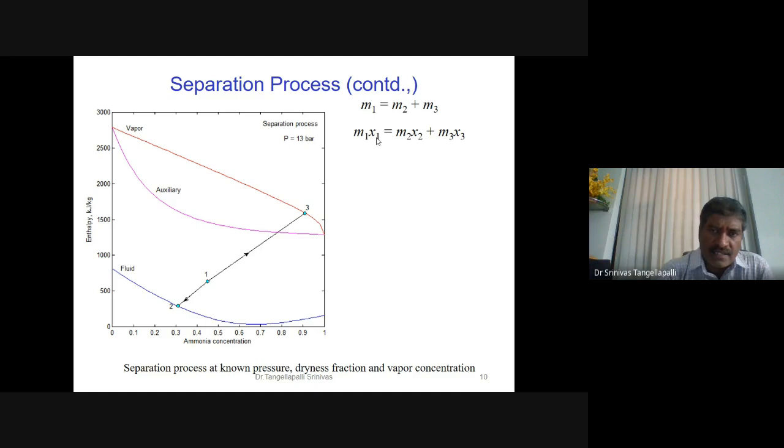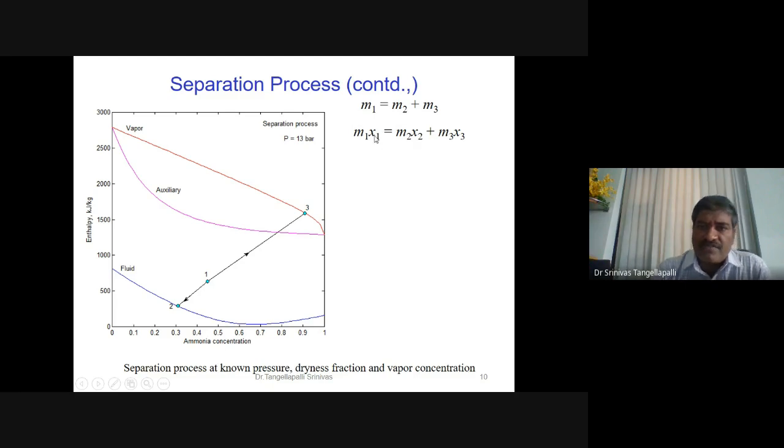Am I correct? But if the mass is not 1 kg, let us say M1 is equal to 10 kg, what do we have to do for the total quantity of ammonia? We have to multiply by this mass. Am I correct? M1 into x1 gives the total quantity of ammonia. Did you understand the meaning of this M1 x1?